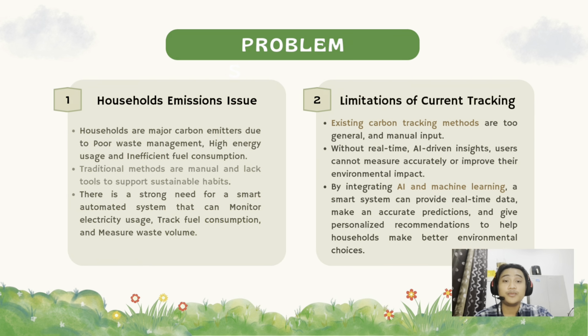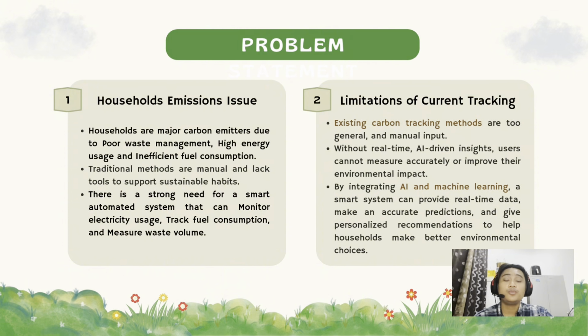So next, let's move to the problem statement. There are two problem statements in this project. The first one is the household emission issue. As we know, households are a major contributor of carbon footprints due to poor waste management, high energy usage, and inefficient fuel consumption. With traditional methods and a lack of tools to support sustainable habits, there is a strong need for a smart system that can monitor the three types of carbon footprints.